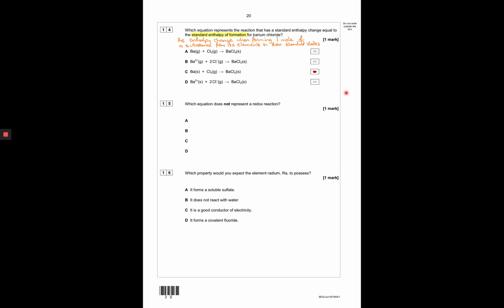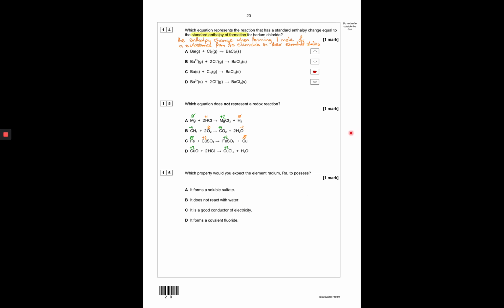Which equation does not represent a redox reaction? So sorry, I just have to come out and do these numbers. It's quite hard to reveal them one by one. Really, you could just focus on one thing on both sides, because you just need to see that if there is a change in oxidation number, then there must be a redox reaction, because if something's oxidized, something else has got to be reduced.